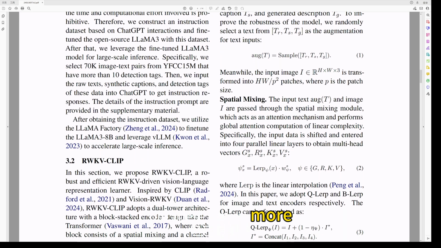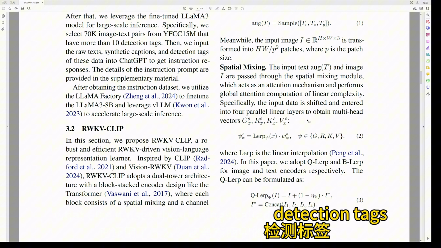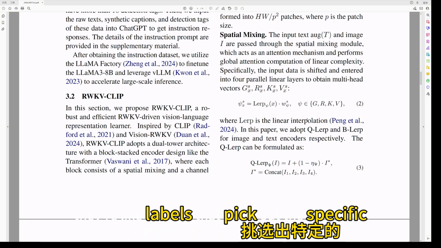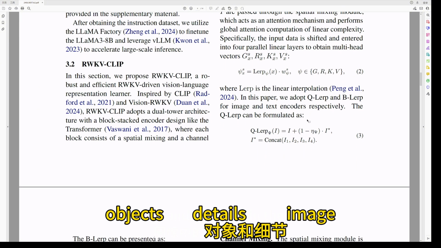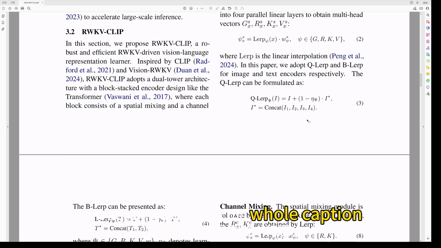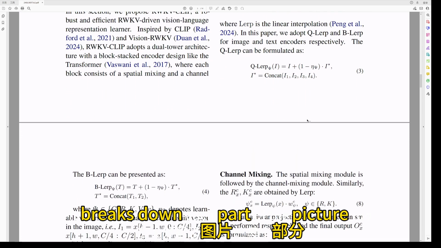But there's even more. What else? It uses these things called detection tags. What are those? They're like labels that pick out the specific objects and details in the image. So it doesn't just look at the whole caption, it breaks down each part of the picture too.